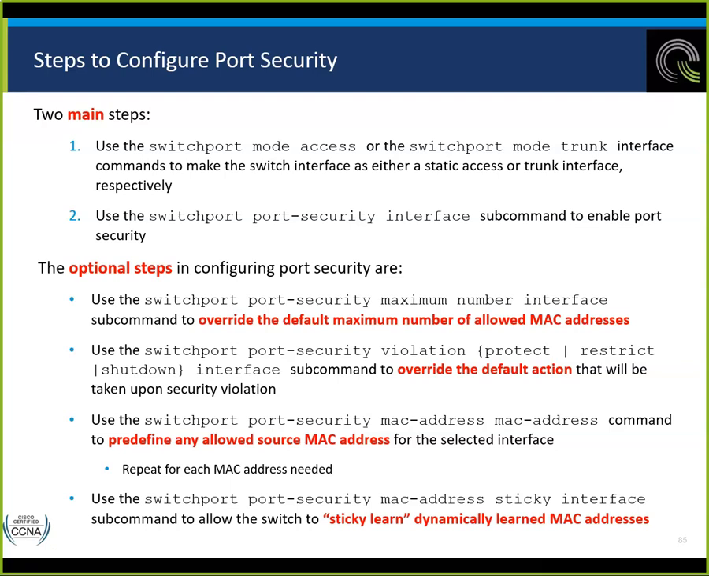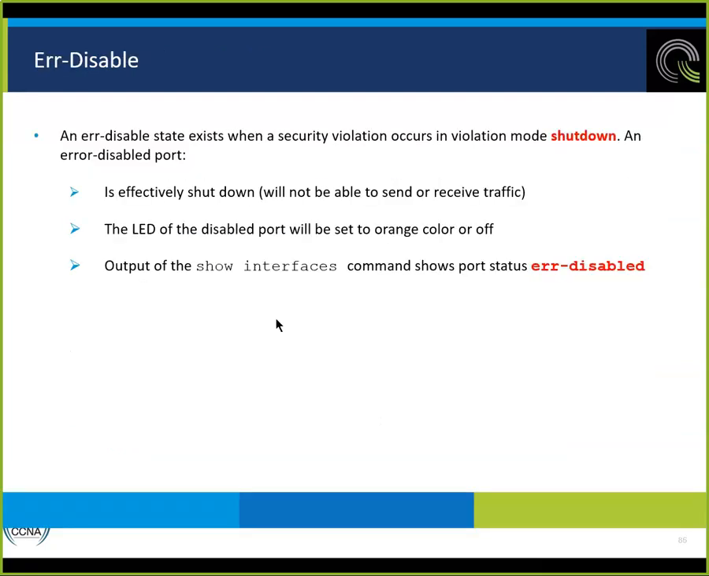Port security sticky. And to me, again, sticky is really the way to go, because you don't have to worry about my typos getting into the configuration. Err-disable, effectively, means the port is shut down. On a security violation, shutdown, err-disable is effectively shut down. The LED of the disabled port is going to go from green to orange, or amber. A lot of times you're going to see this called amber. When we do the show interfaces command, which we did, it's going to show as err-disabled.